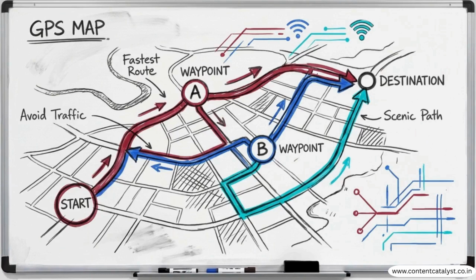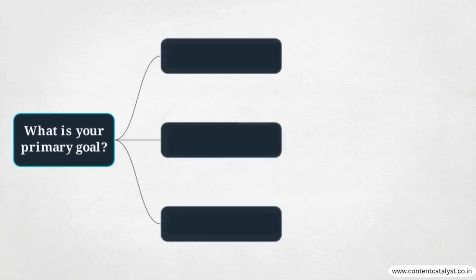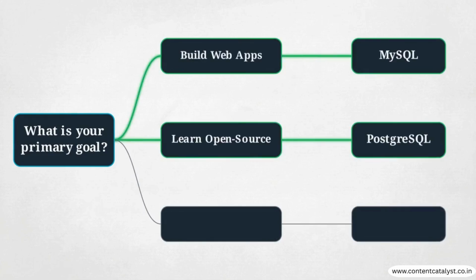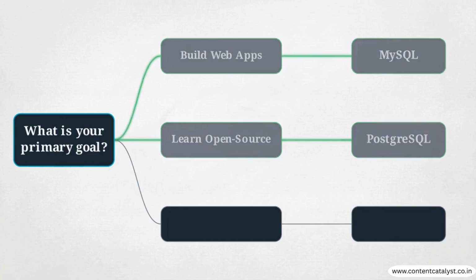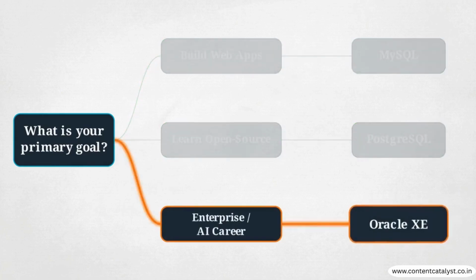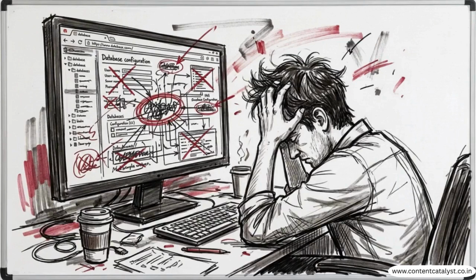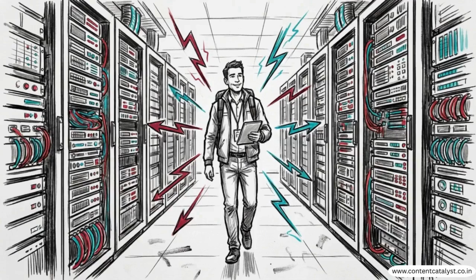Let's make this practical. This is the scenario match, designed to route you to the correct download immediately. This flowchart maps your objective. Path A is building web apps. Path B is learning open source. For these, avoid Oracle XE's overhead and download MySQL or Postgres. But on Path C, aspiring database administrators must choose Oracle XE to gain authentic enterprise credibility. Oracle XE is a specialized, high-friction tool. It should be actively avoided by the masses, but fiercely embraced by anyone targeting the enterprise sector.